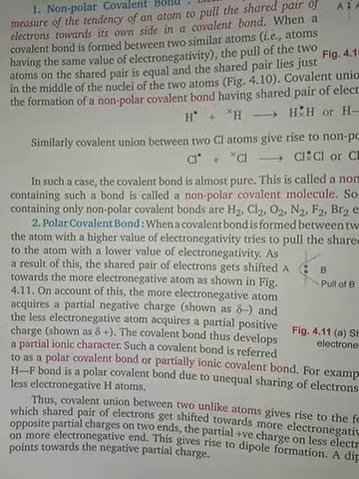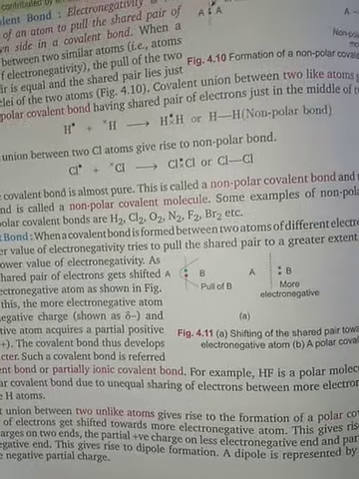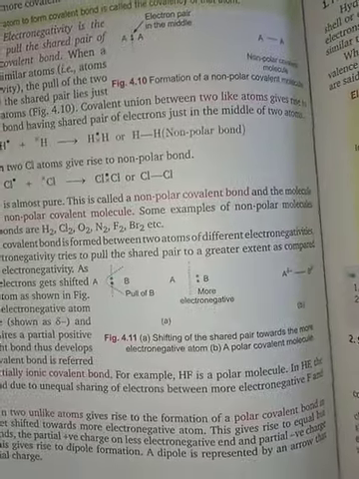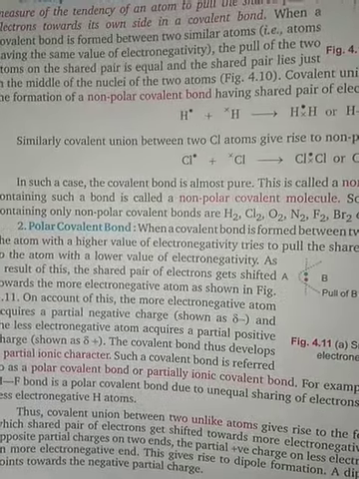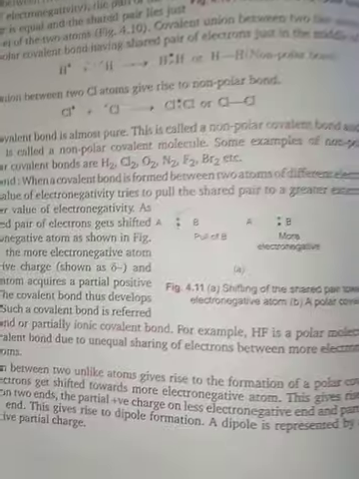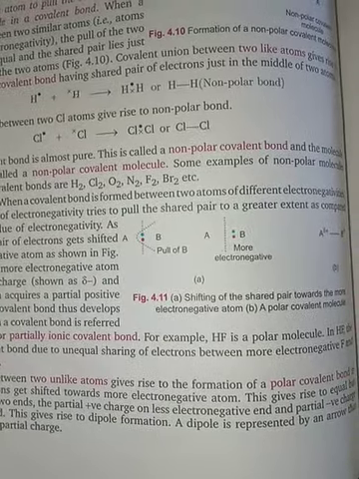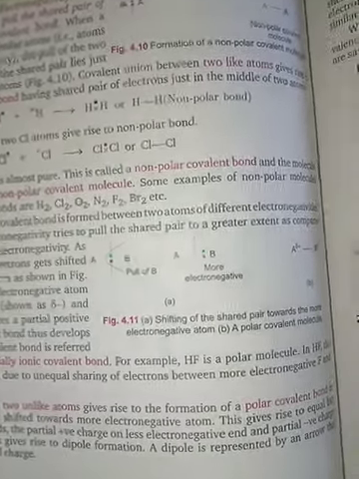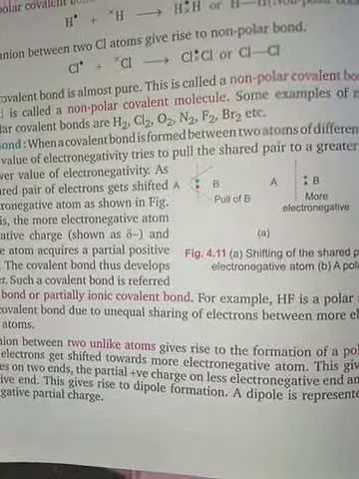In hydrogen fluoride, the H-F bond is a polar covalent bond due to unequal sharing of electrons between the more electronegative fluorine and the less electronegative hydrogen atom. Now you can understand this type of bonding very easily. The sharing of electrons between more electronegative and less electronegative atoms gives rise to dipole formation. You can see here the structure formed of a dipole.